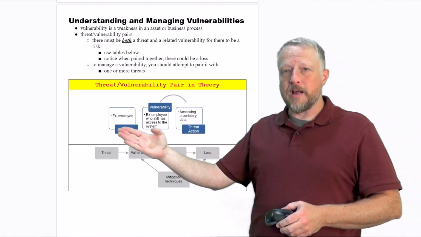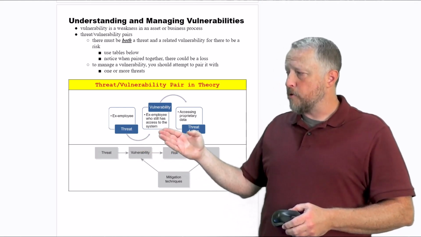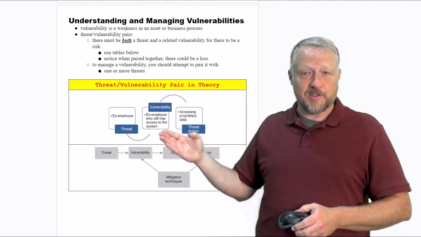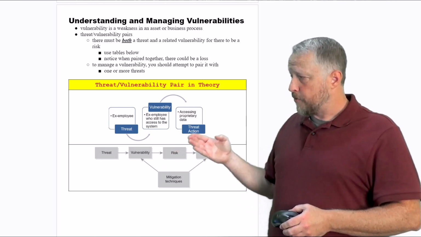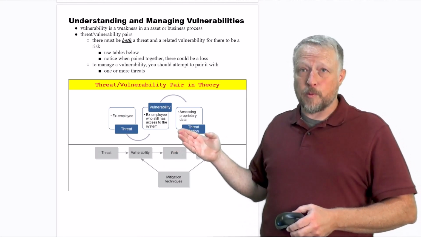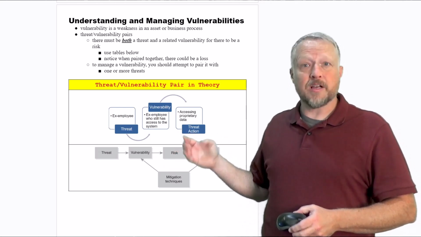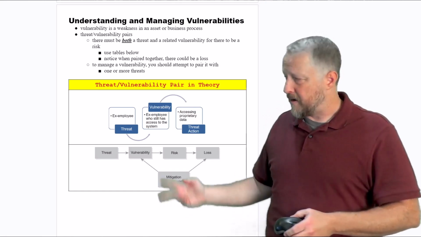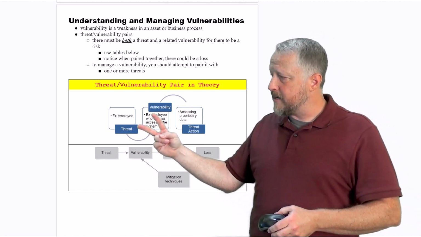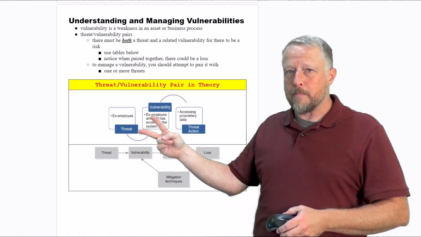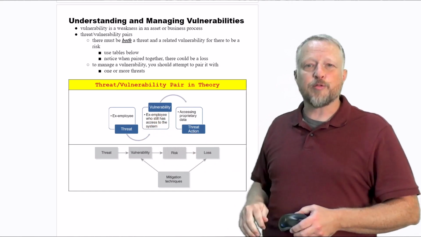The threat could be an ex-employee. The vulnerability is an employee who still has access to the system. The threat action: they access proprietary data, or data that really shouldn't be accessed because they're no longer part of the company. But notice you really need to have these two paired up in order to frankly have a threat action.